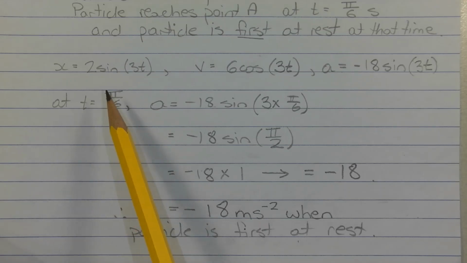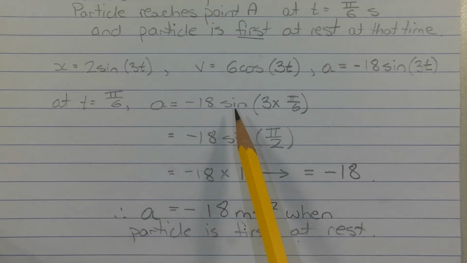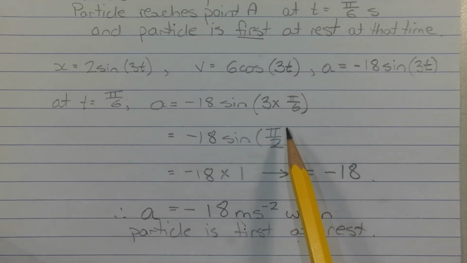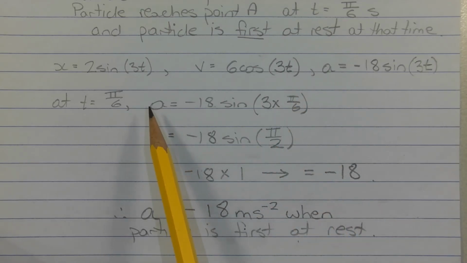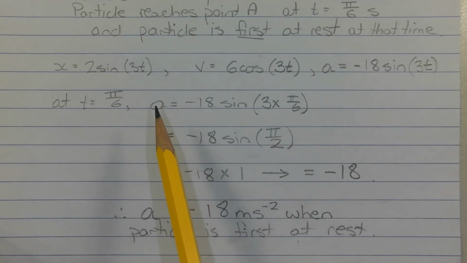At time t equals pi over 6 seconds, the acceleration a is equal to negative 18 times sine of 3 times pi over 6. Now 3 times pi over 6 is equal to pi over 2. So the acceleration a is equal to negative 18 sine pi over 2, and sine pi over 2 is 1. So the acceleration a is equal to negative 18 times 1, which equals negative 18. Therefore the acceleration a is equal to negative 18 meters per second squared when the particle is first at rest.